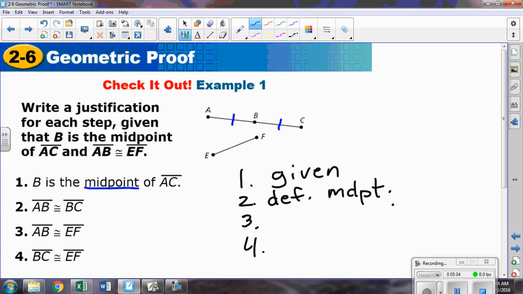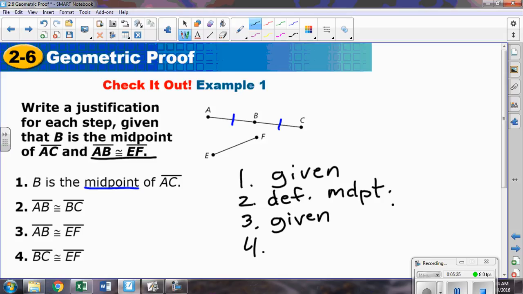Now we'll progress to step number 3. AB is congruent to EF. Why do we know that segment AB is congruent to segment EF? Going right back to it, because we were told it was. We were given that they are congruent.